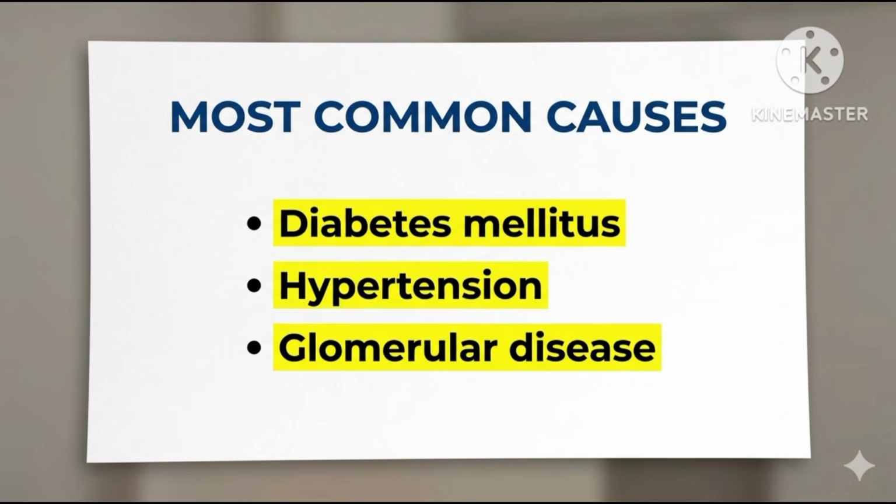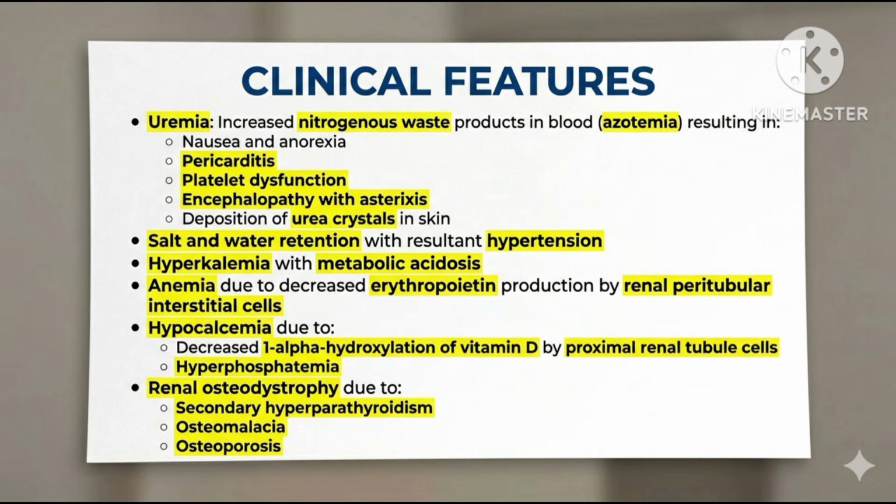Most common causes are diabetes, hypertension, and glomerular disease. Kidneys normally excrete nitrogenous waste product in urine. In chronic renal failure, kidneys won't be able to do that, resulting in increased nitrogenous waste product in blood.